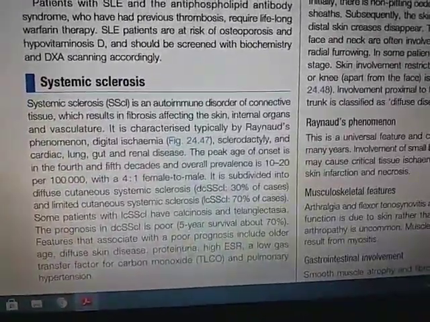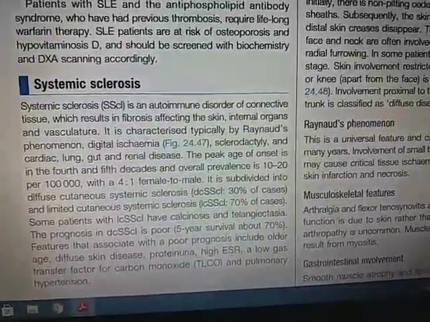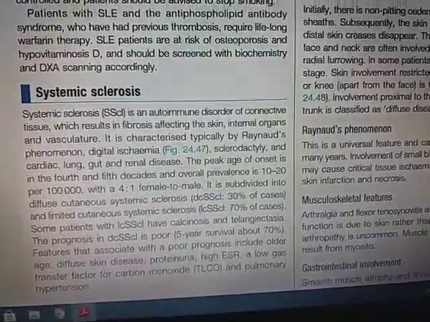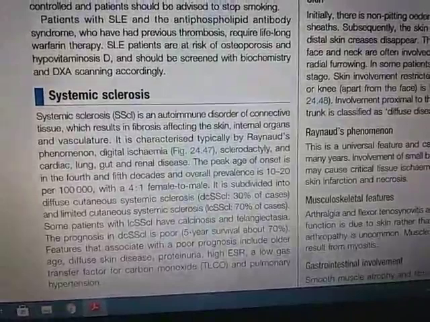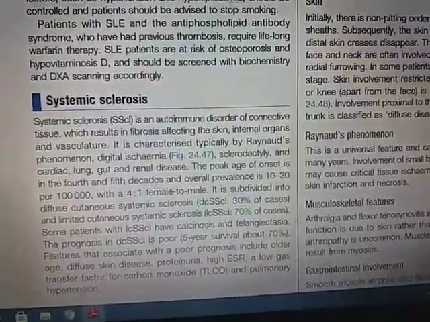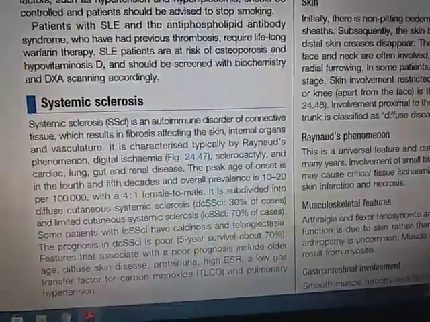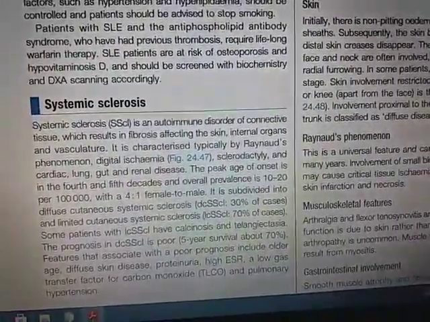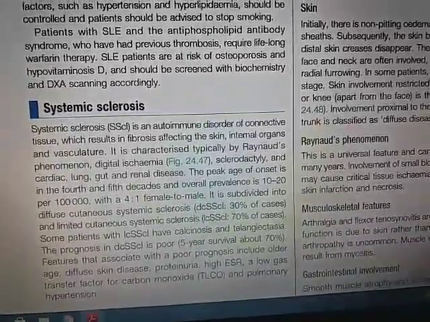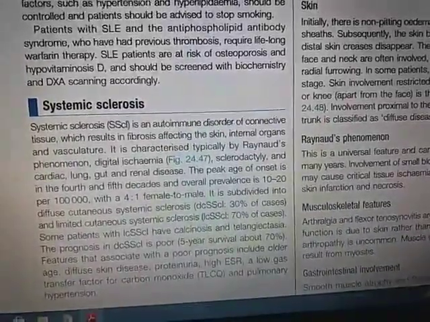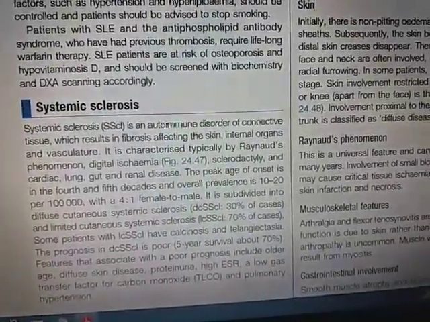Treatment of pulmonary arterial hypertension is by diuretics and oral anticoagulant. For gastroesophageal reflux, full dose of PPI, proton pump inhibitor. Immunosuppressive and others, disease-modifying antirheumatic drugs.